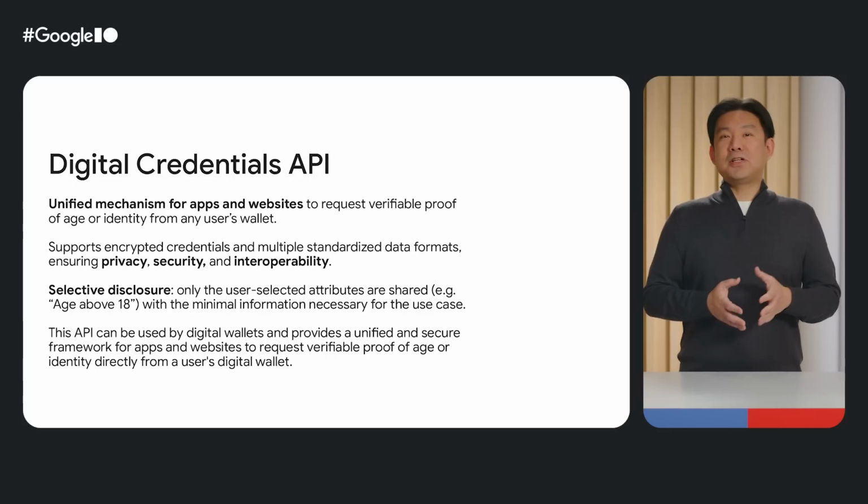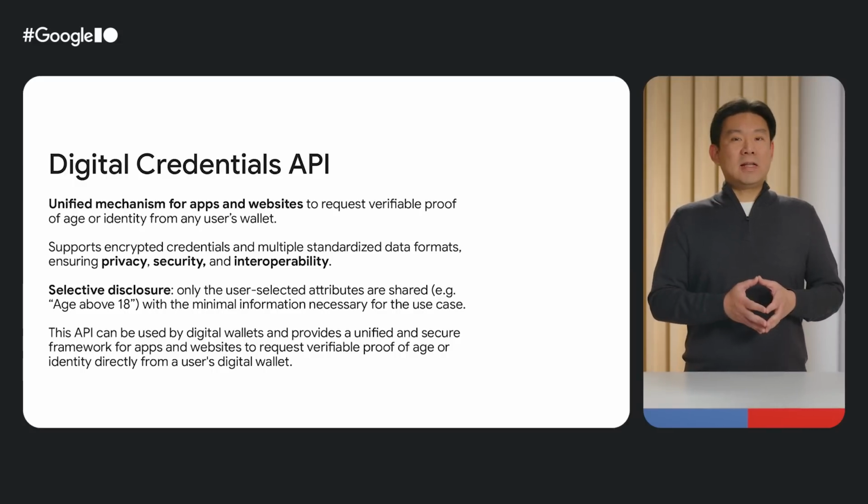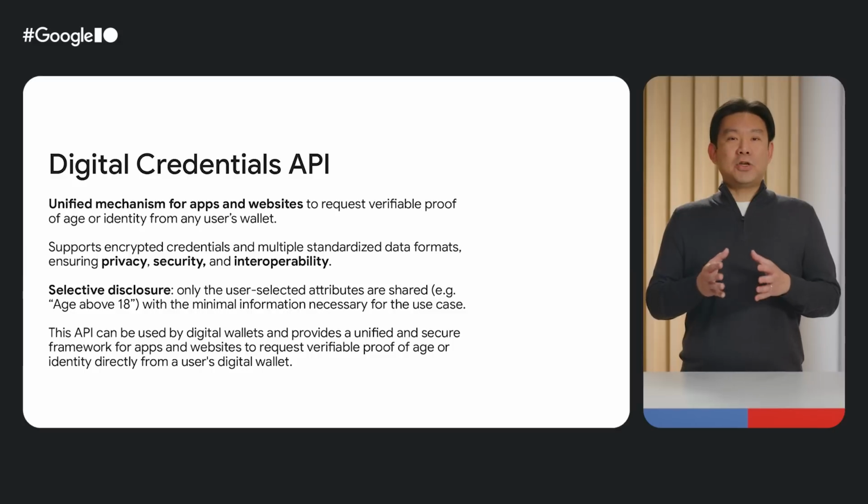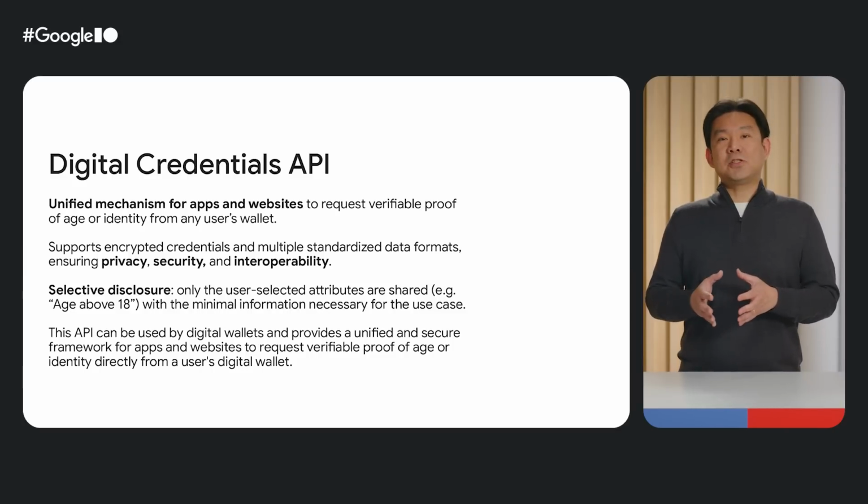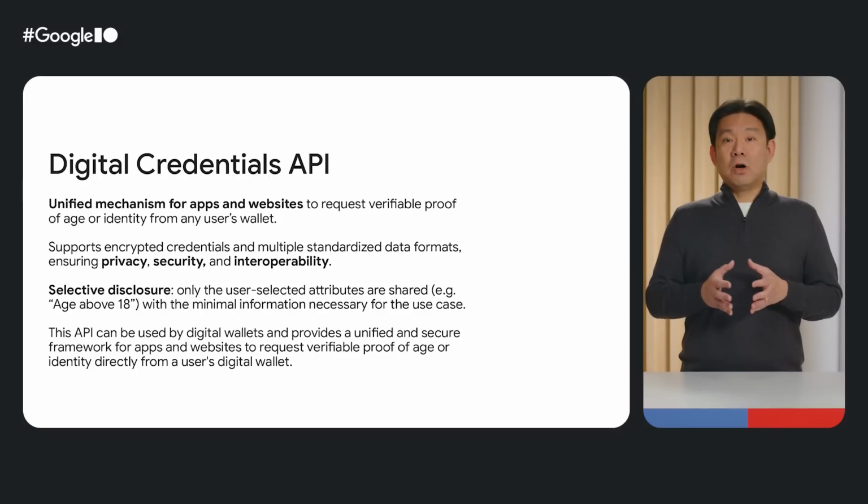To enable your users to leverage these digital IDs, Google worked together with ecosystem partners in the W3C and introduced our Digital Credentials API. This API can be used by digital wallets and provides a unified and secure framework for apps and websites to request verifiable proof of age or identity directly from any digital wallet in the user's device. The API was designed to be interoperable with multi-wallet support across devices and operating systems with a single integration.